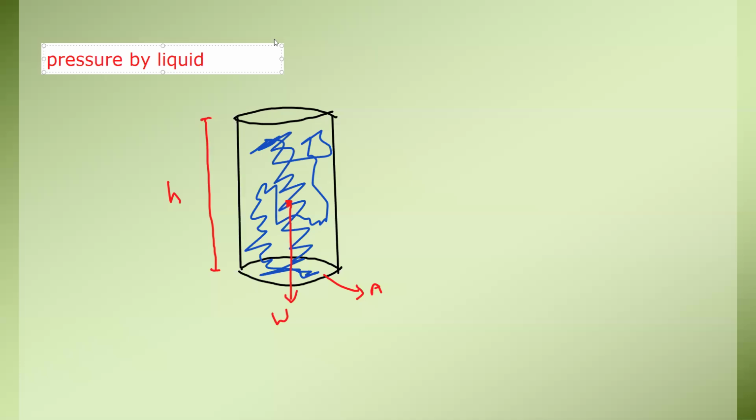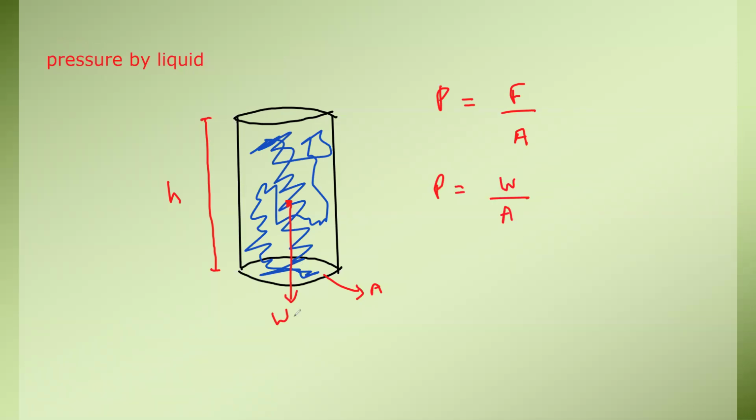So we know the formula to calculate the pressure. Pressure is the force acting on a unit area, so pressure is force divided by area. The force is equal to the weight of the liquid, divided by area. What about the weight of the liquid? The weight is mass multiplied by gravity. So in place of weight, I can write mass into gravity, divided by area.